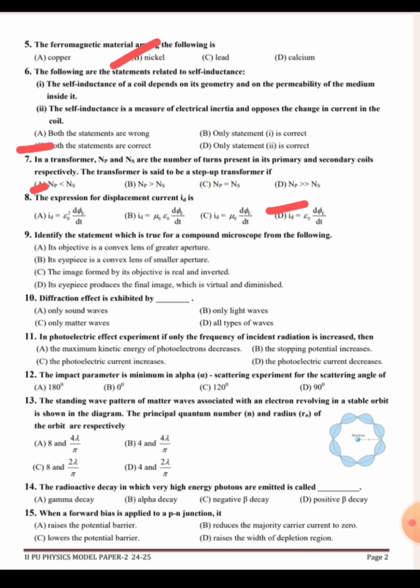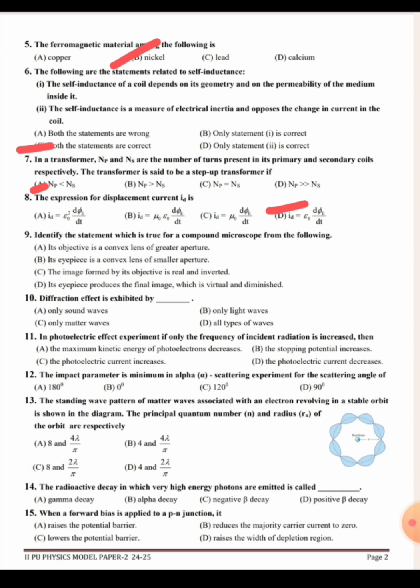Identify the statement which is true for compound microscope from the following. So in compound microscope, the first option, its objective is convex lens of greater aperture. No, in compound microscope, we are using objective of smaller aperture. So the first one is not true. Eyepiece is a convex lens of smaller aperture. No, eyepiece is having larger aperture. So first two options are wrong.